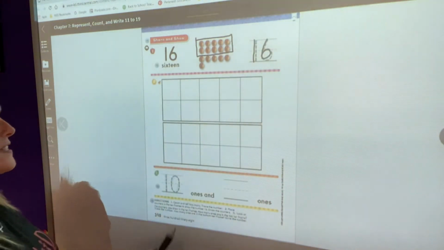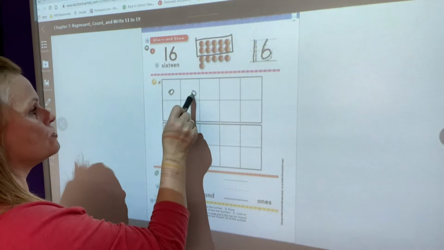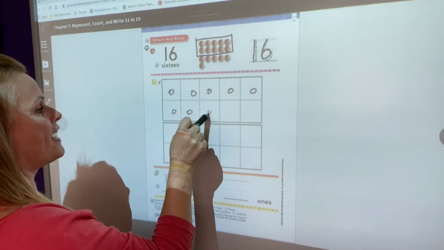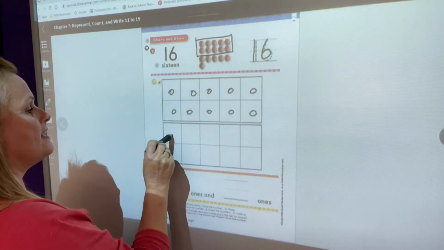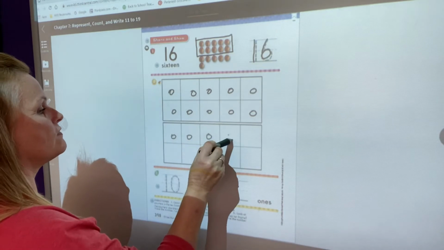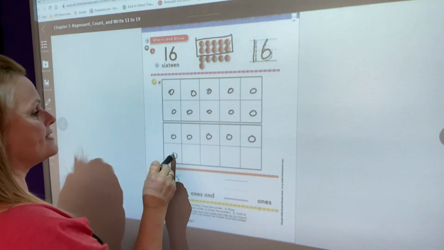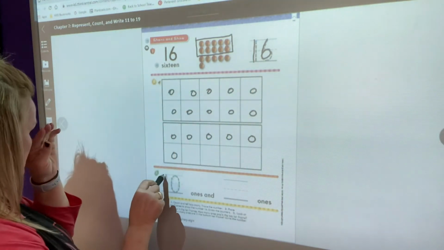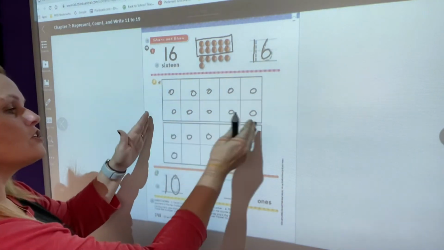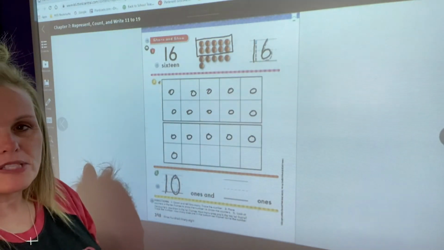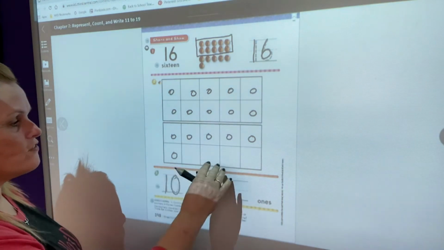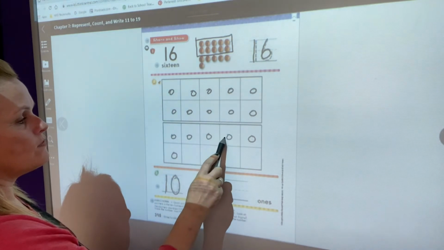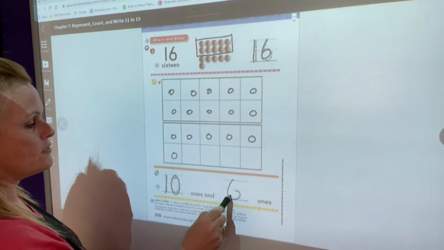Let's go ahead and draw 16 counters. 1, 2, 3, 4, 5, 6, 7, 8, 9, 10, 11, 12, 13, 14, 15, and 16. Now when we break it up, we still have a set of 10 ones up here. Don't be tricked just because they're putting it into a frame. These are still by themselves. It's not a whole 10 frame. So 16 would be 10 ones and then 1, 2, 3, 4, 5, 6 more ones as well.